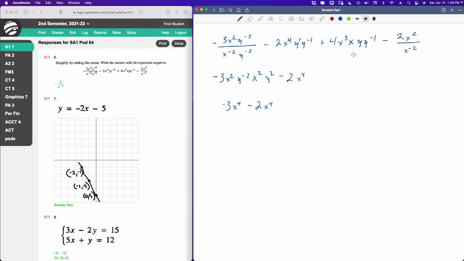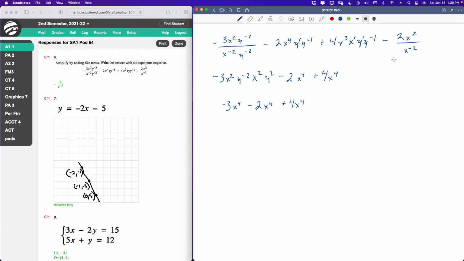So now let's look at this term. For this one, we have a 4. We have x3 and x1. 3 plus 1 is x4. We have a y1 and a y negative 1. 1 minus 1 is 0, so that goes away. So we have a plus 4x4.